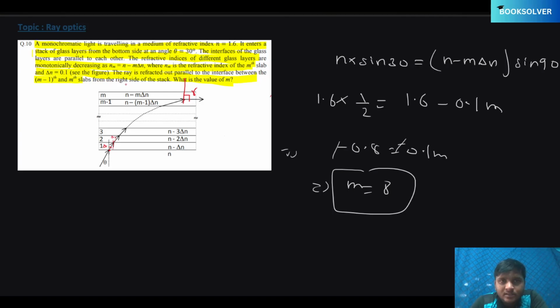This was a pretty easy question to solve if you know the concept that we can directly put Snell's law over these two surfaces, neglecting all the surfaces inside. So we got our final answer, 8. Thank you everyone.